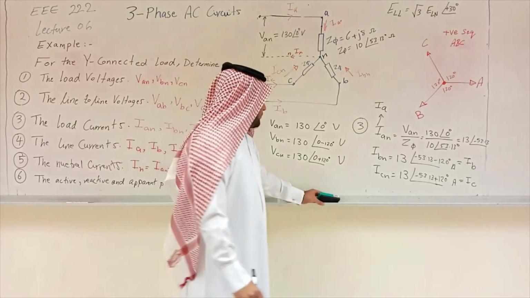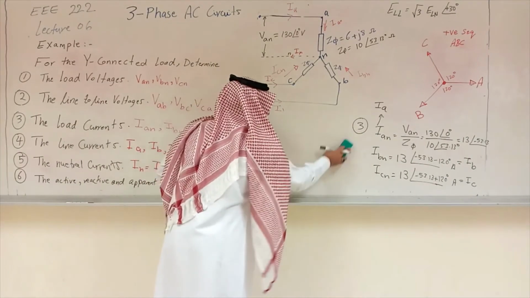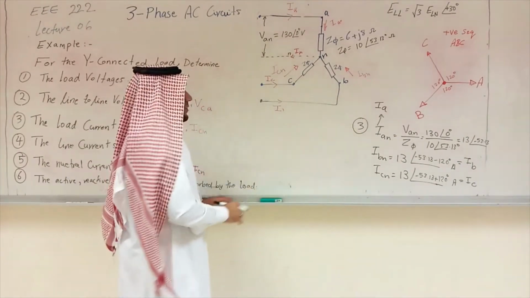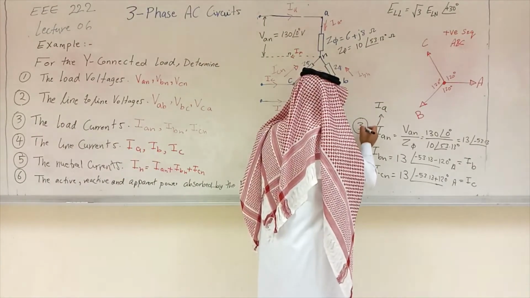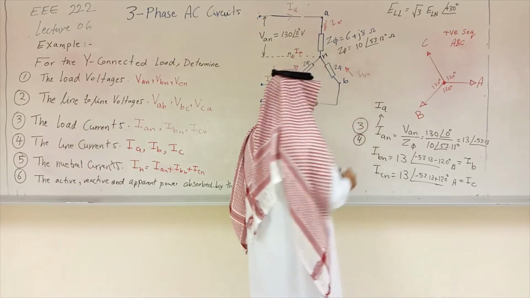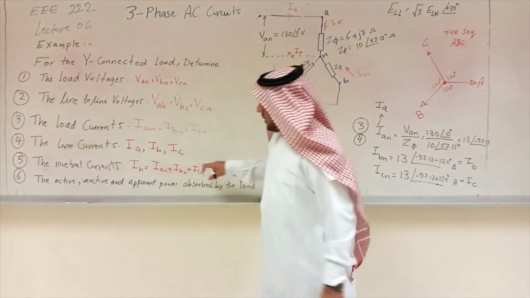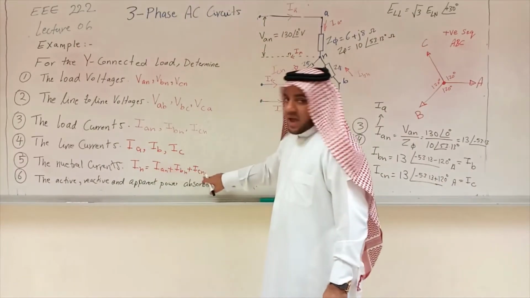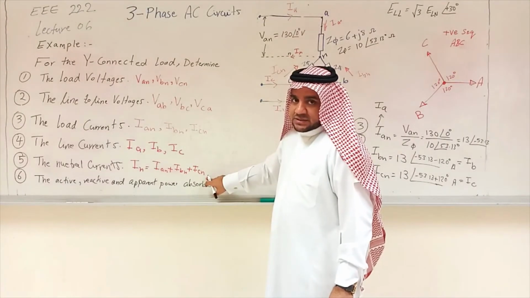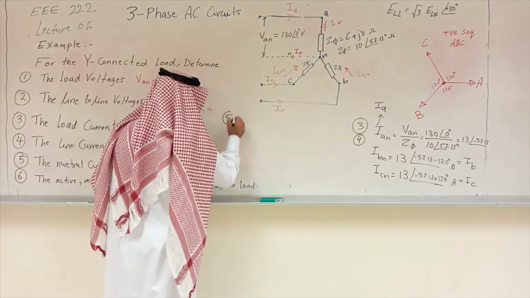Let me take this one out. Erase it so we have some space. So number 3 and 4 are done, because line current and load currents are the same. Number 5, the neutral current. The neutral current is the summation of the load currents. So that's number 5. Let's do number 5.